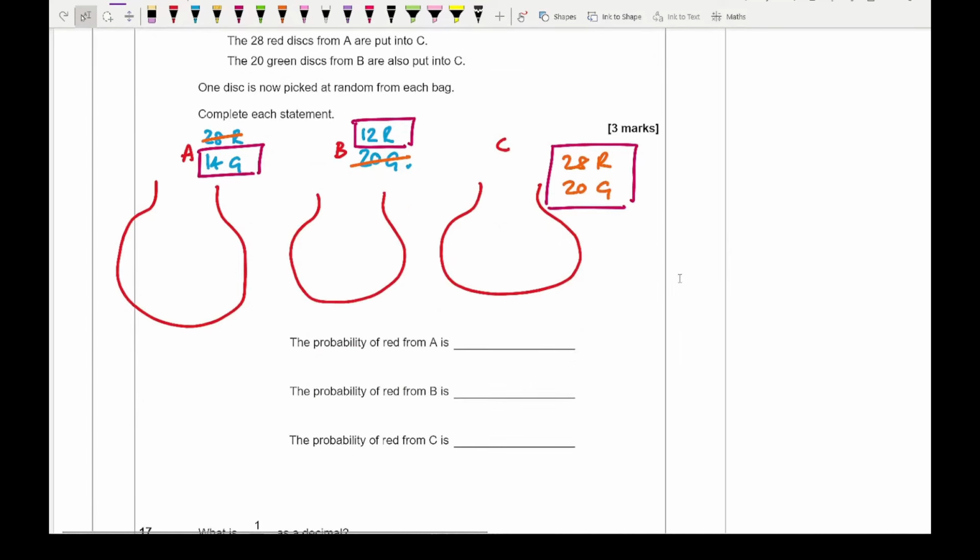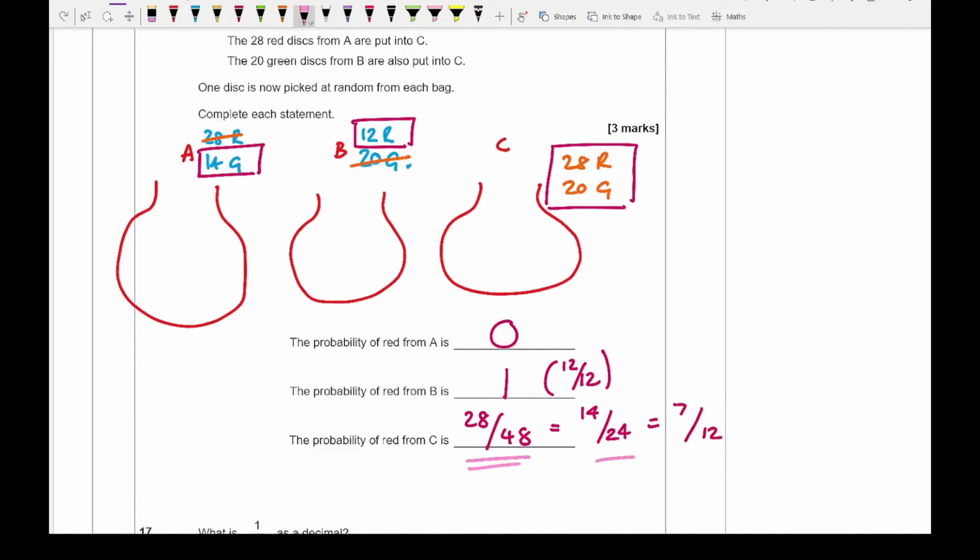So it then says that one disc is now picked at random from each bag. Complete the statement. So the probability of selecting a red from A is going to be 0 because there are no longer any red discs in there. The probability of selecting a red disc from B is going to be 12 out of 12, which is 1. And the probability of selecting a red one from C, well, there are 28 out of a total of 48, which I can simplify as 14 over 24, which can simplify further as 7 over 12. So any of those fractions will be fine for the last one.